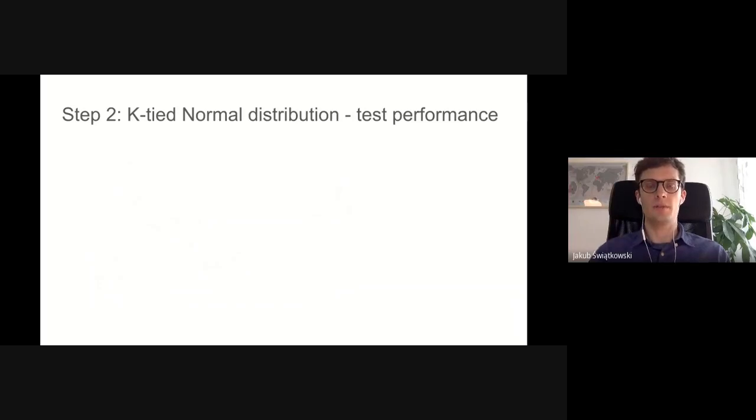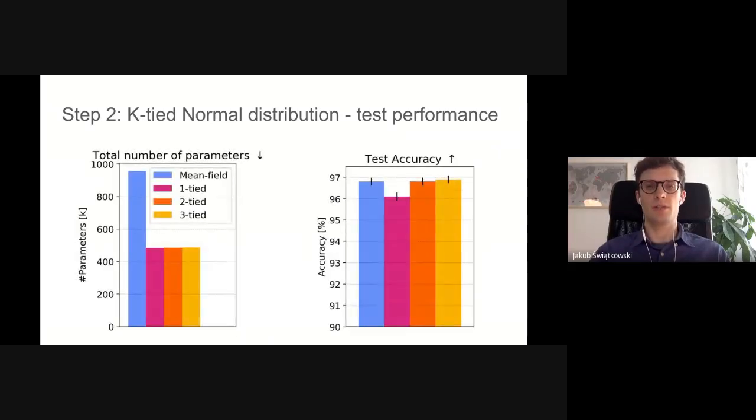In the second step, we investigate whether we can directly train our proposed low-rank parameterizations. We find that the low-rank parameterizations significantly decrease the number of training parameters while matching the test accuracy of the full mean-field parameterization.